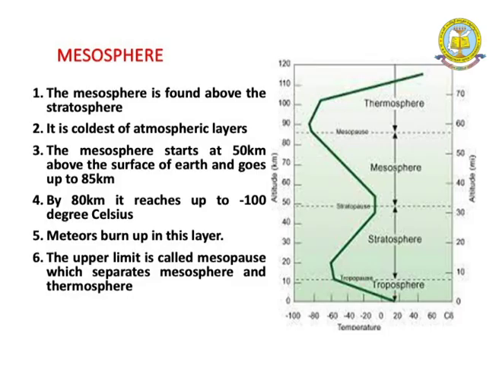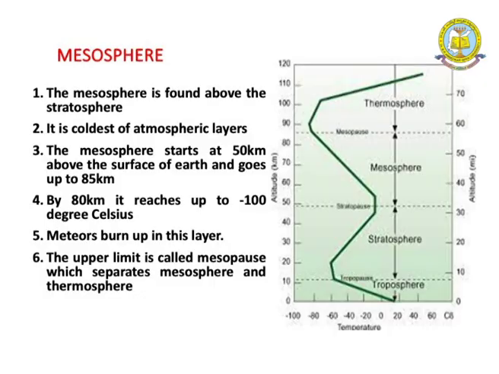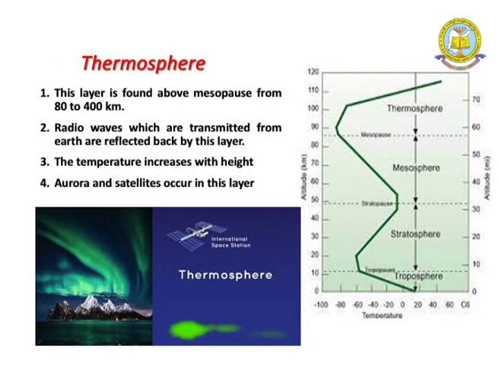The most important characteristic feature of the mesosphere is the burning of meteors. All the extraterrestrial objects which try to enter the Earth's atmosphere get burnt up in this layer. The upper limit of the mesosphere is the mesopause, which separates the mesosphere from the thermosphere. Going ahead, the next layer is the thermosphere, which is above the mesopause, from 80 kilometers to 400 kilometers.